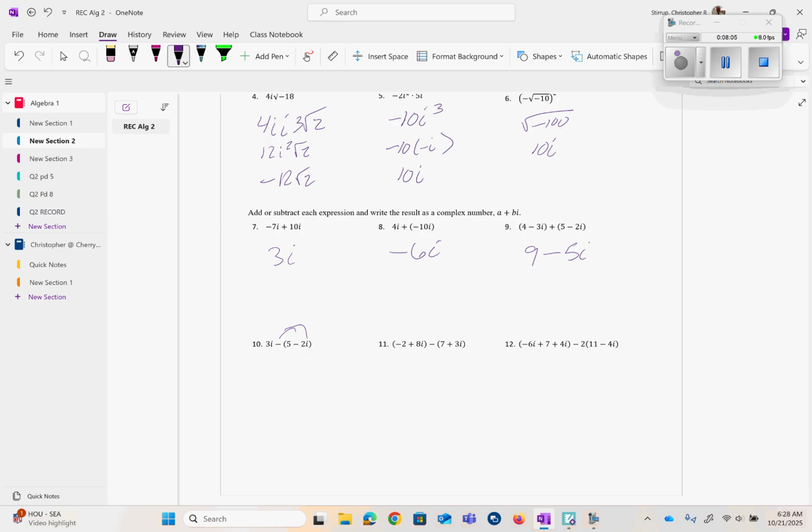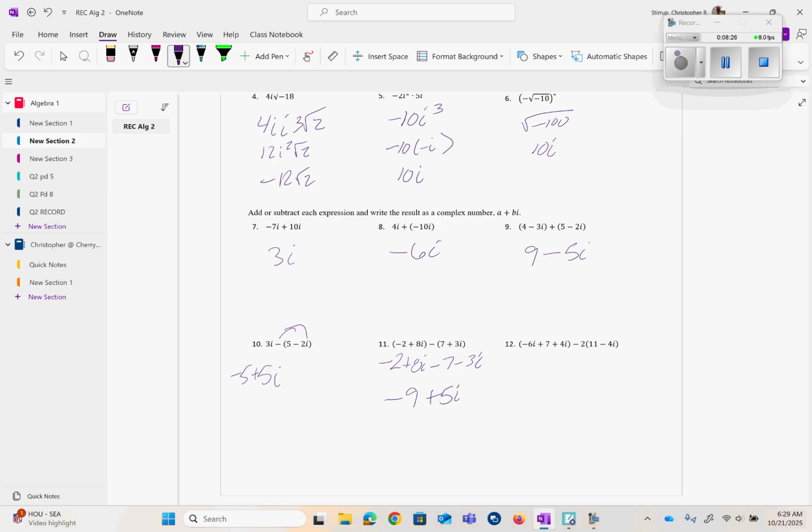On this one, I'm going to distribute the negatives, so that's going to give me 3i plus 2i is 5i minus 5. Go ahead and drop the parentheses and distribute the negative over the right ones. Combine like terms, so I'm going to get -9 plus 5i.